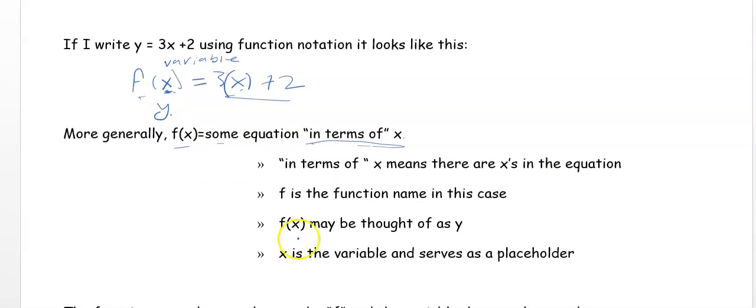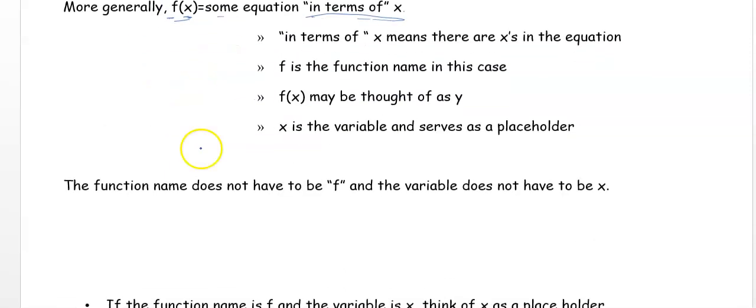The other thing we see is f is the function name, function f. F of x can be thought of as y. This is how I find y. Here is f of x. In other words, here is how I find y. And x is the variable. And then the x here says when you look at the equation on the other side, x is your variable, it's in terms of x.